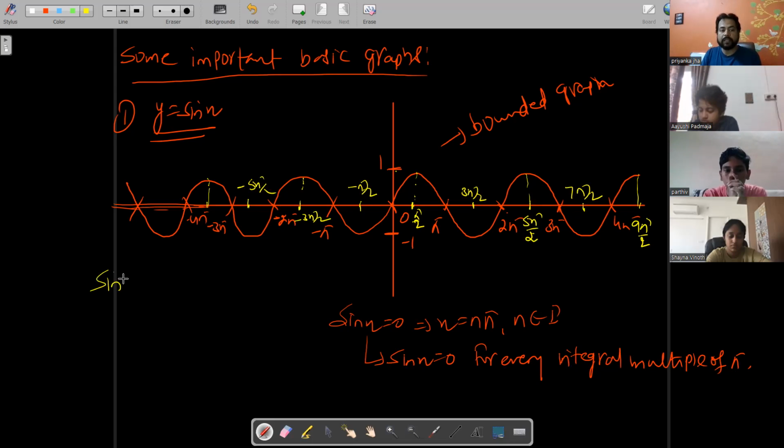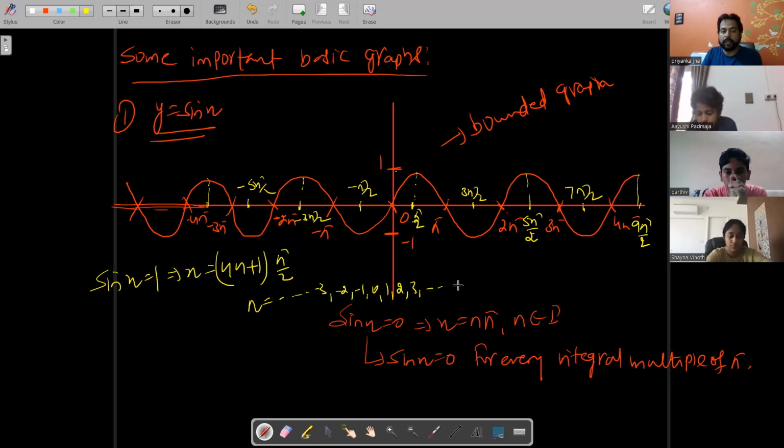So if I ask you, if sine x equal to 1, so x can be (4n plus 1) pi by 2. N can be anything: minus 3, minus 2, minus 1, 0, 1, 2, 3, etc. Any integer. Take n equal to 0. It will become (4 into 0 plus 1) pi by 2, which is pi by 2. Sine pi by 2 is 1. Take n equal to 1. 4 into 1 plus 1 is 5, so 5 pi by 2. Sine of 5 pi by 2 is 1.